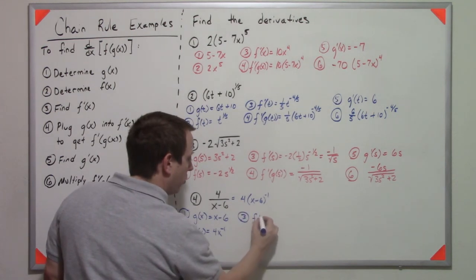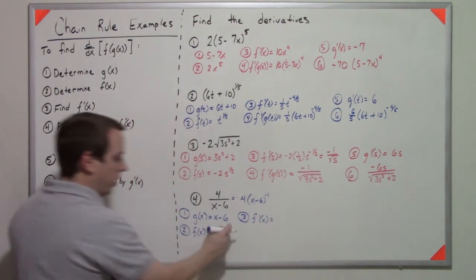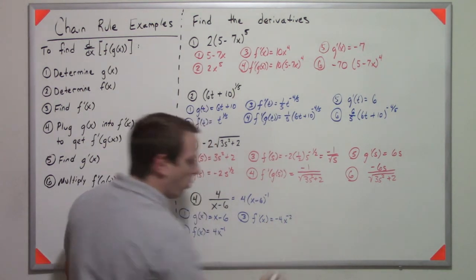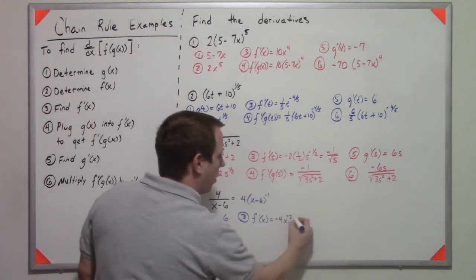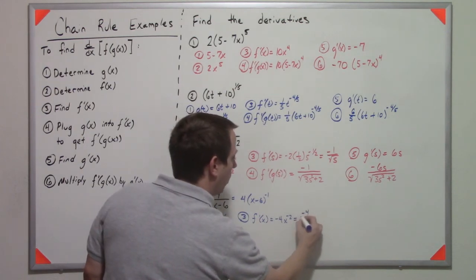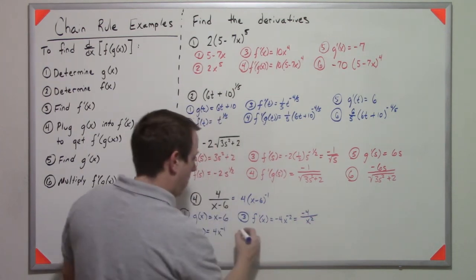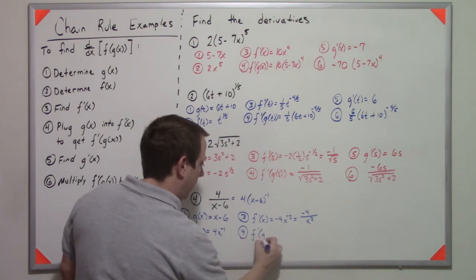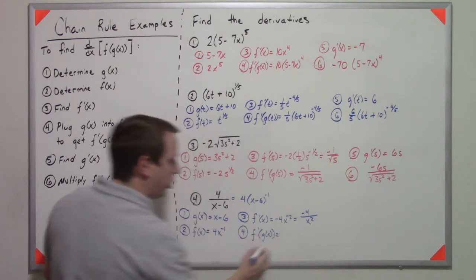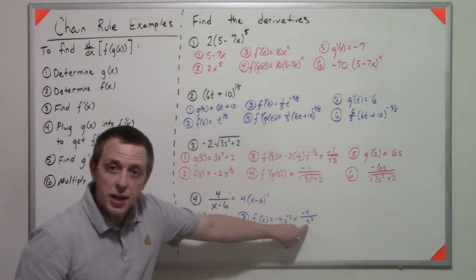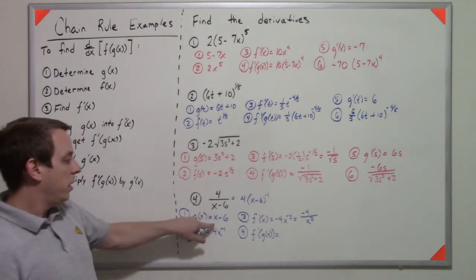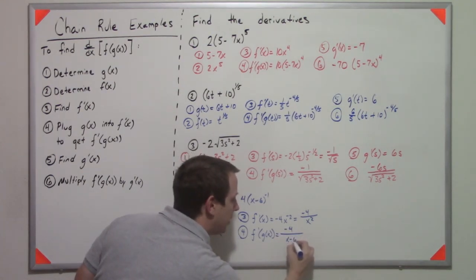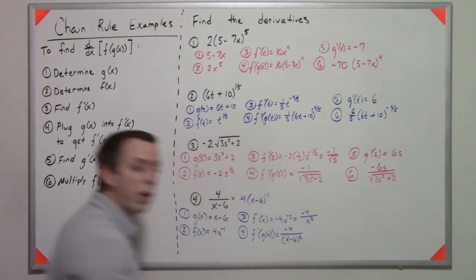So then I take the derivative of f. I bring the power down. I subtract 1 from the power, which is probably better written as -4 over x squared. And then I plug in g of x. So wherever I see an x here, I plug in this function. So -4 over x minus 6 squared.